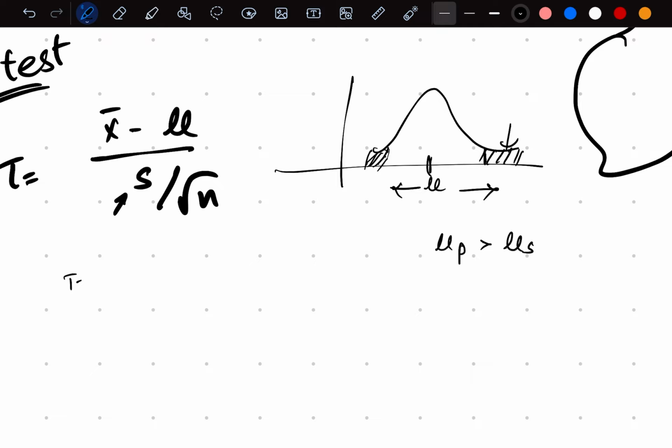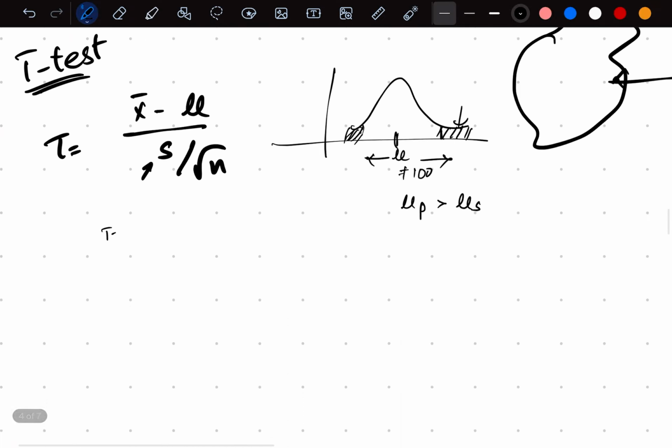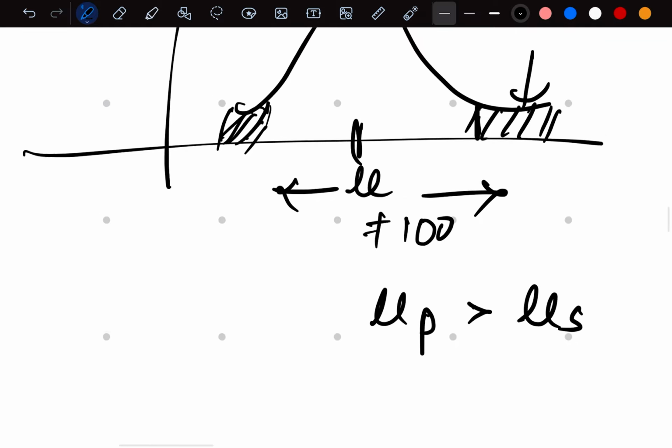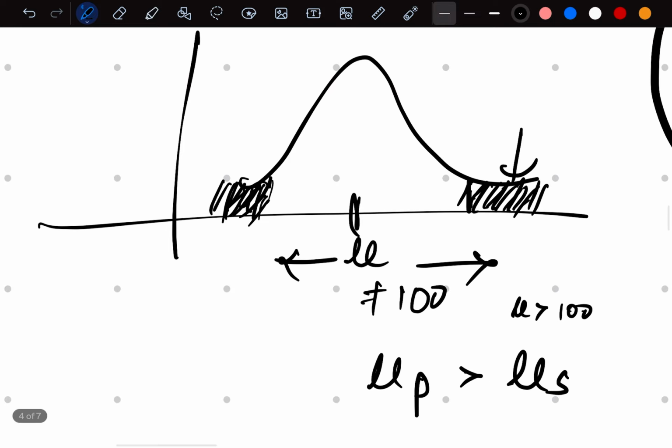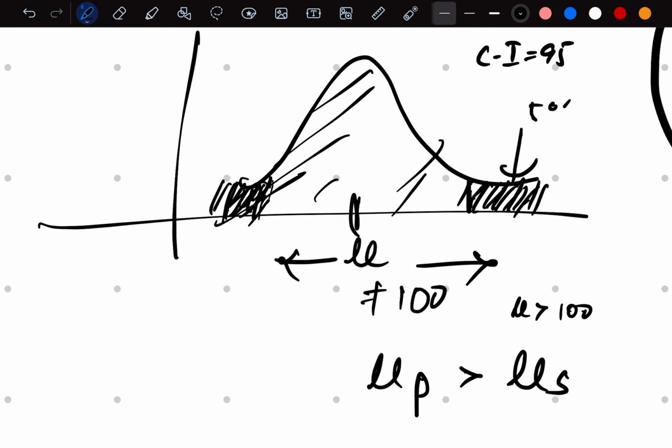If someone says it's not equal to 100, as I was talking before, the population mean is not equal to 100, that's what I am trying to say, then it is called a two-tail test. You will consider both of them in the picture. So if I say mu is greater than 100, then I'll consider only this. Confidence interval 95% means all this part comes into the picture, and the whole of this is 5%. This 5% is called the p-value.